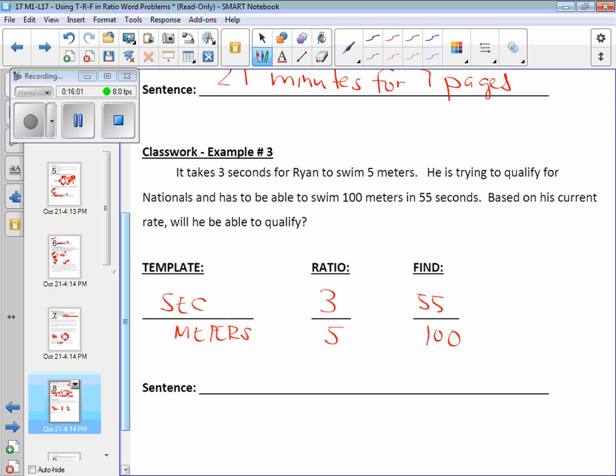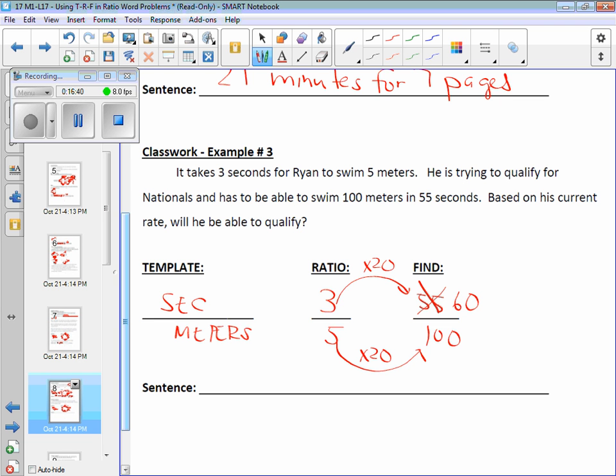Let's see. 5 times what is 100? 20. 3 times 20, guess what? It's not 55, but what is it? 60. It's really 60. So based on his rate, 3 to 5, he is really swimming at a rate of 100 meters in 60 seconds. Is he fast enough to qualify?